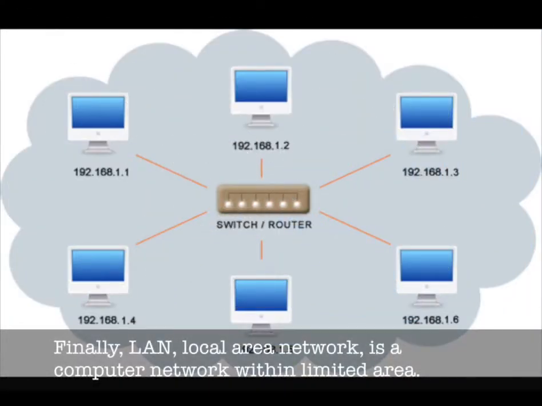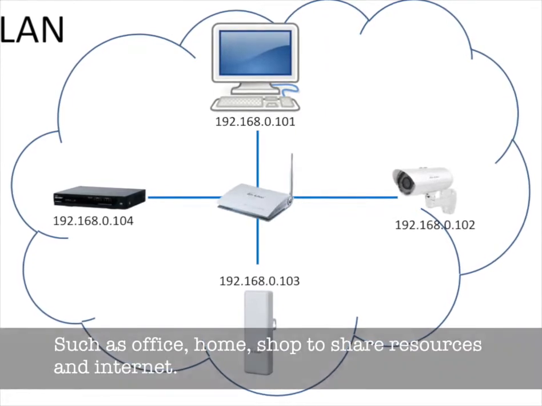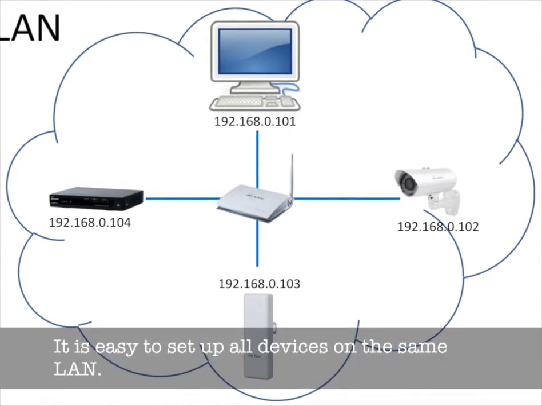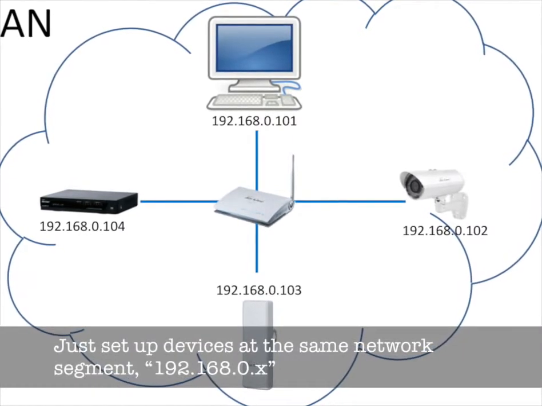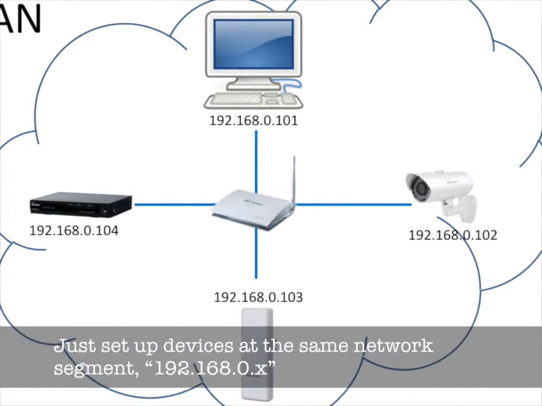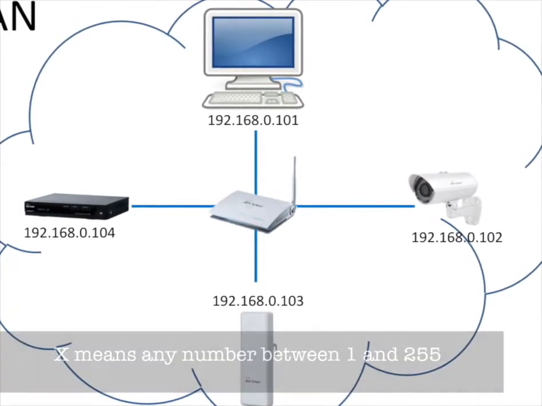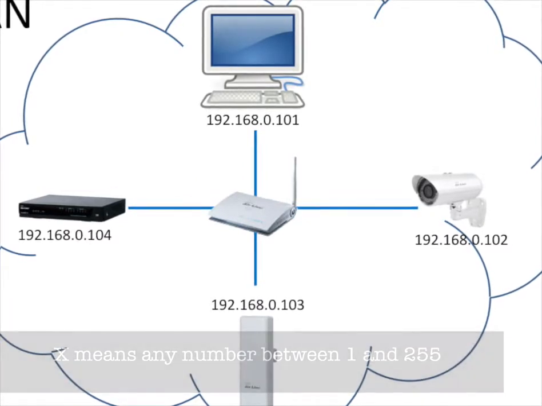Finally, LAN, local area network, is a computer network within limited area, such as office, home, shop, to share resources and internet. It is easy to set up all devices on the same LAN, just set up devices at the same network segment. 192.168.0.x. X means any number between 1 and 255.